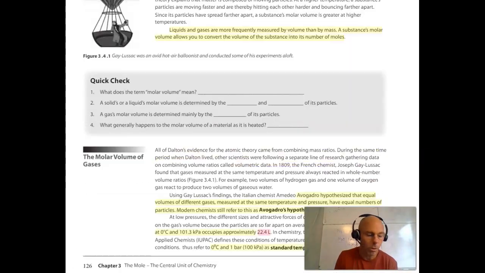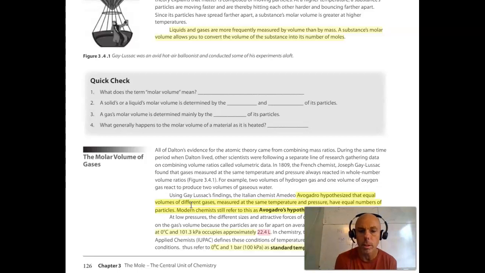All right, so I've just scrolled down. We're still on page 134 of our ebook, looking at this section called the molar volume of gases. Well, here's Avogadro making an appearance in our book once again, who came up with this hypothesis. Avogadro hypothesized that equal volumes of different gases measured at the same temperature and pressure have equal numbers of particles. And modern chemists still refer to this as Avogadro's hypothesis.